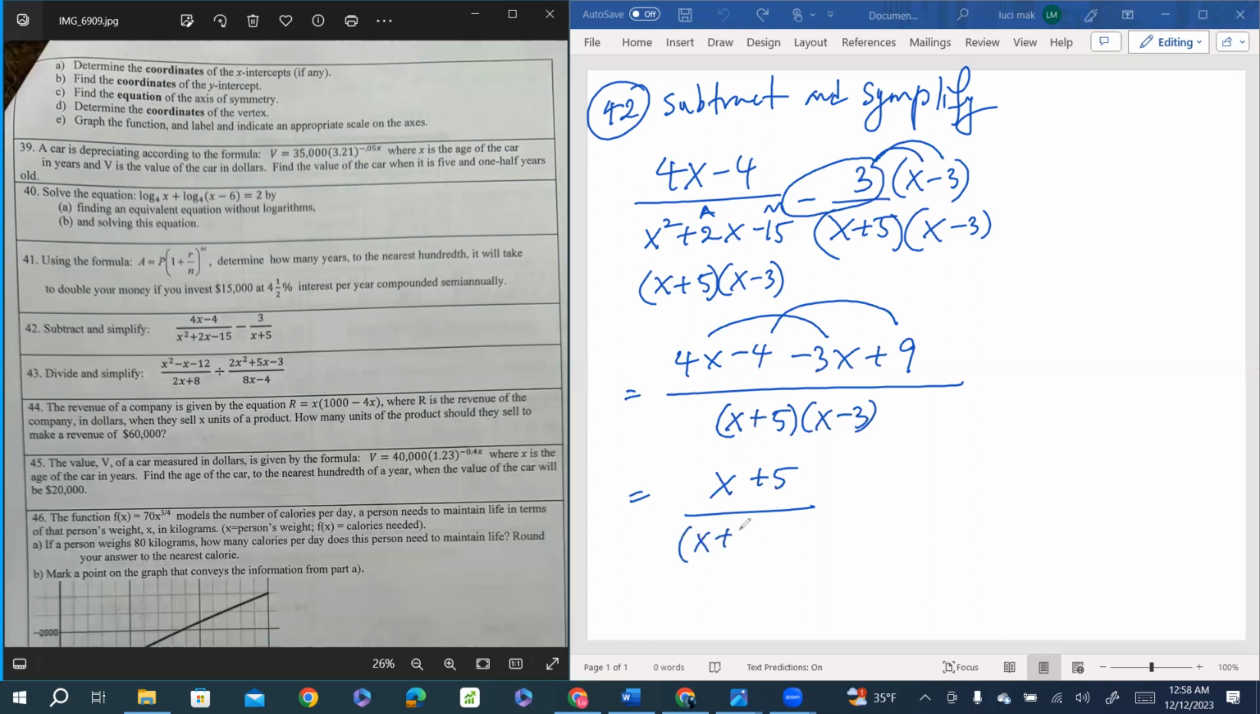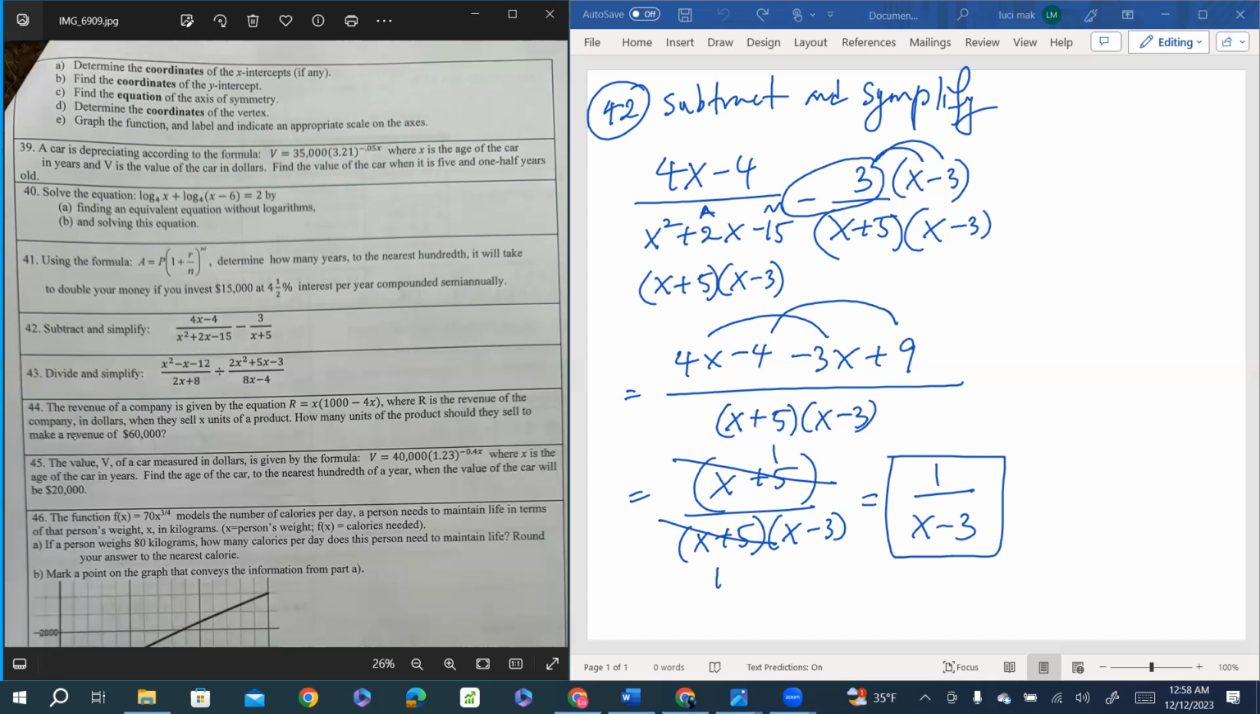Also, we have x plus 5 in the denominator times x minus 3. X plus 5 as a whole cancels with x plus 5. So the final answer reduces to 1 over x minus 3. Can you confirm 42? The answer is 1 over x minus 3. 1 over x minus 3 is correct. Okay, let's look at the next question.